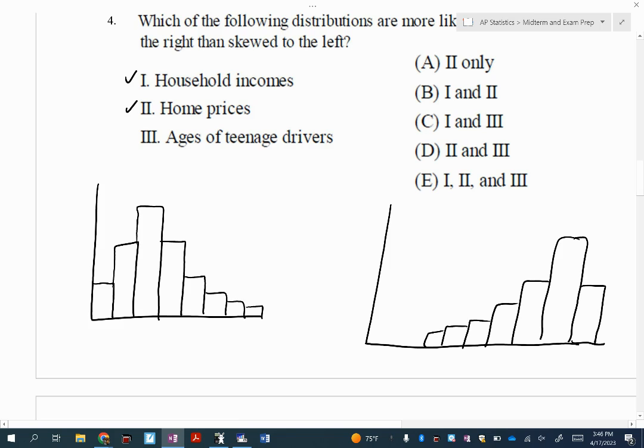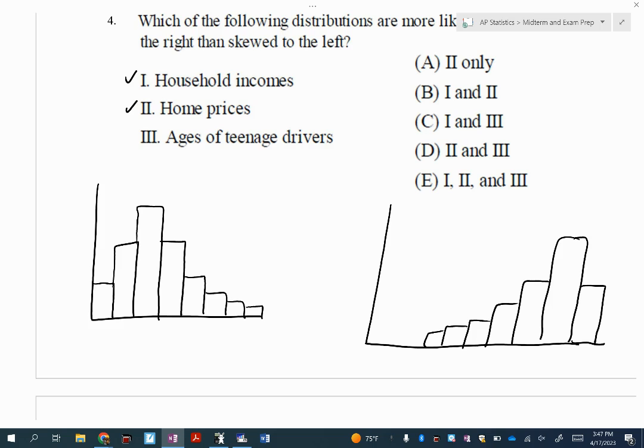Okay, now this one can be tricky. I don't know how many of you have your license, all right? But age is a teenage driver. So what do you think is more likely, a 15, 16-year-old driver or an 18, 19-year-old driver? Probably more likely it's 18, 19, right? Because a lot of people wait till they're 18 to get their license as well. I'm not saying you did. I'm saying some people do.